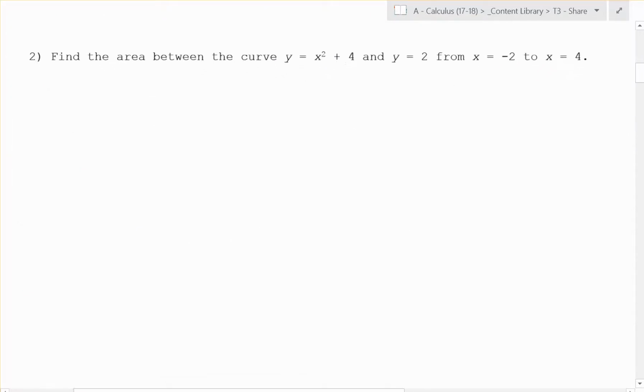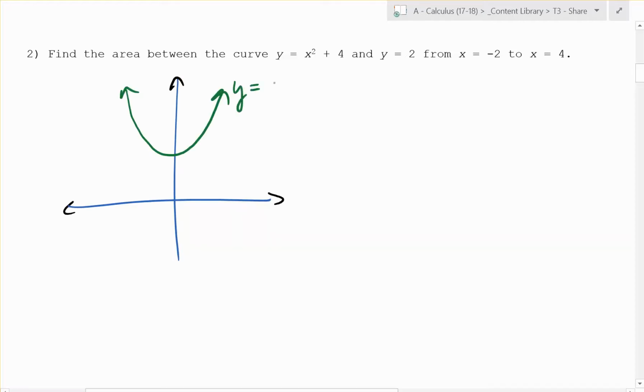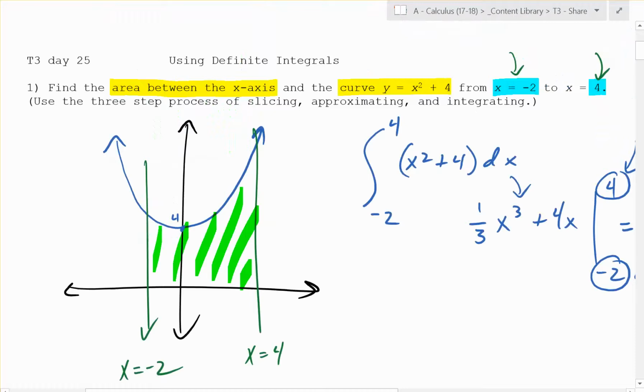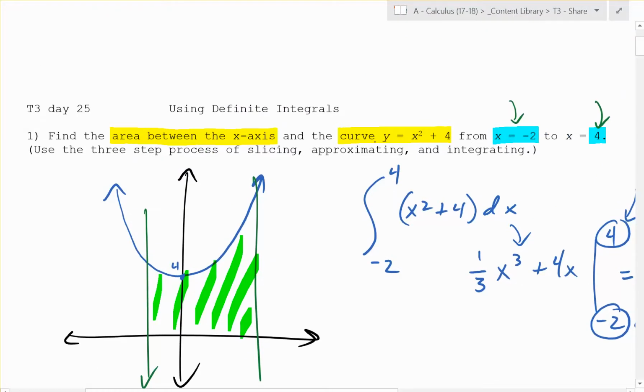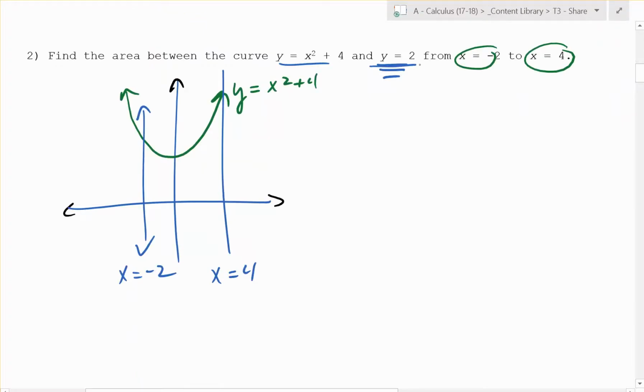The next question is find the area between the curve x squared plus 4. So it's the same thing as before in terms of the function. We still have y equals x squared plus 4 right here, same function, and we're going from -2 to 4. I'll change it back to blue. So we have x equals -2, and we have x equals 4. Same thing, but before there was no bottom bound, meaning we went all the way down to the x-axis. Here, it's saying between this curve and y equals 2.